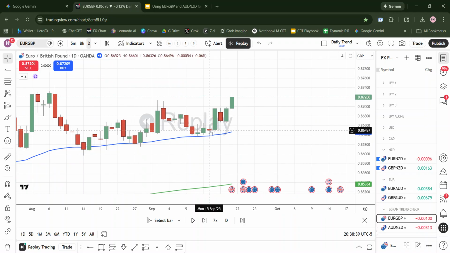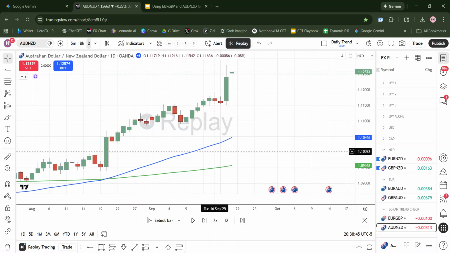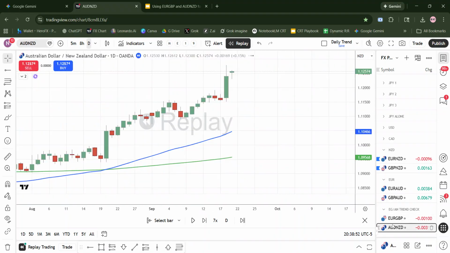So you see your price on Monday was above the 50 and 200. So Euro is strong. For New Zealand, see here, the 50 is above the 200. So both are strong. Okay, so that's pretty obvious. So both the euro and New Zealand are strong.